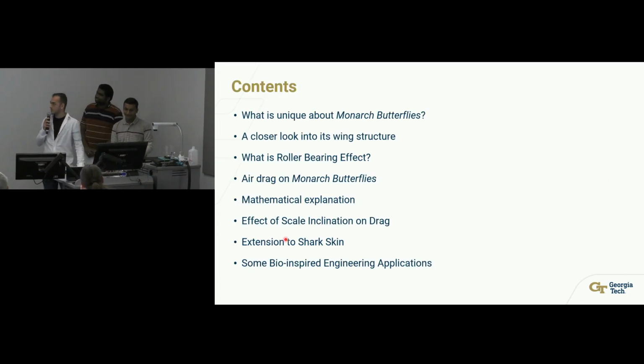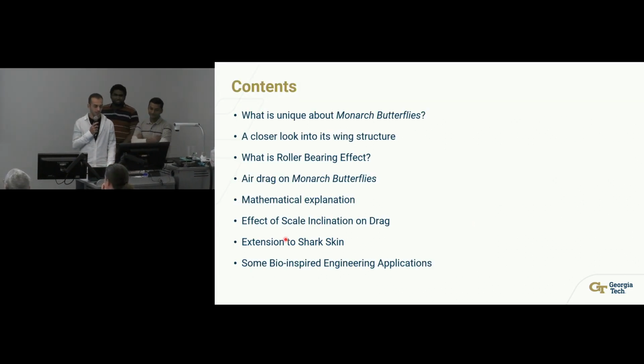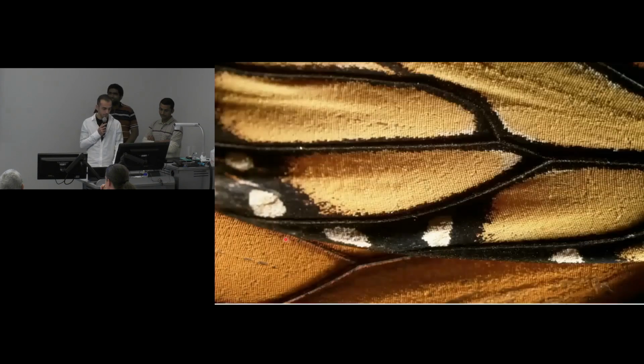So here's today's agenda. First of all, what makes these monarch butterflies unique? Maybe their wing structures. We'll be closely examining this, and we will be touching on what the roller bearing effect is. Later on, my friend Raj is going to talk about air drag on monarch butterflies, and he is going to be giving some mathematical background. Then my friend Srinivas is going to talk about the effect of the scale inclination on drag, extension to the shark skin, and lastly we'll talk about the engineering applications of this monarch butterfly.